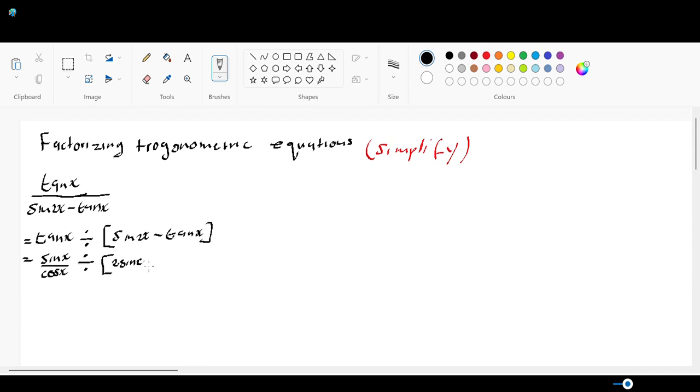Guys, if you don't know where this is coming from, there is a video on the icon whereby I explain how this double angle identity comes about. In fact, I derive it, so you can watch those videos there.